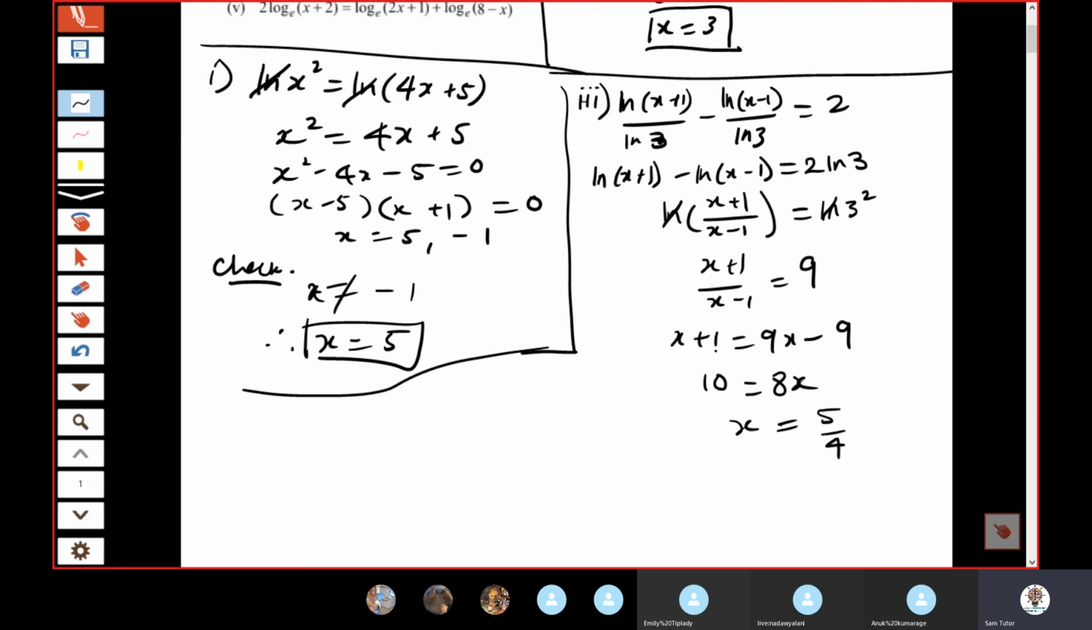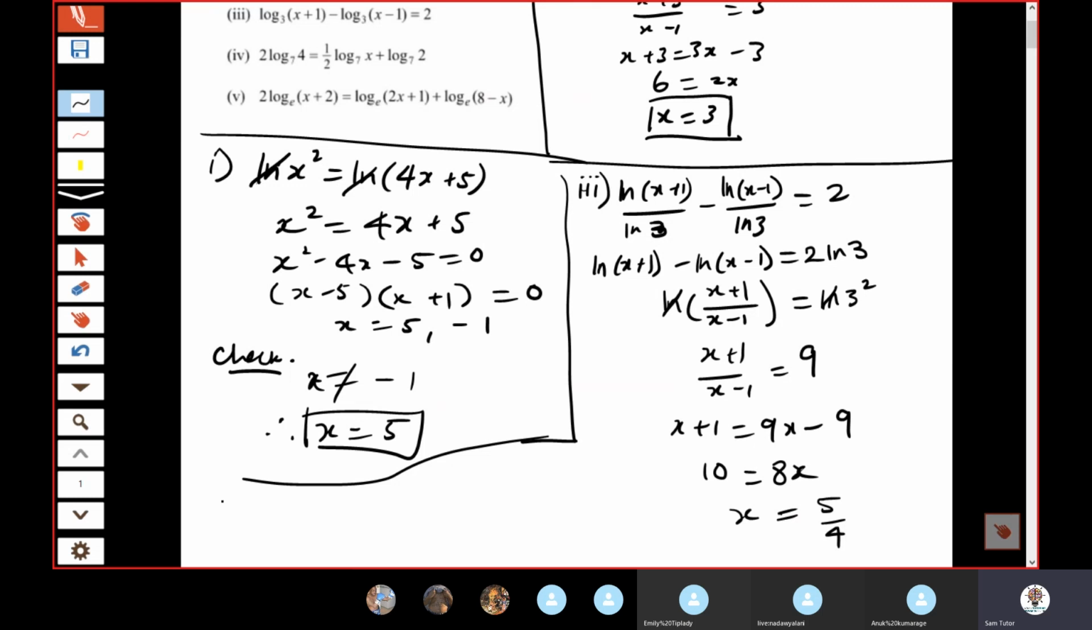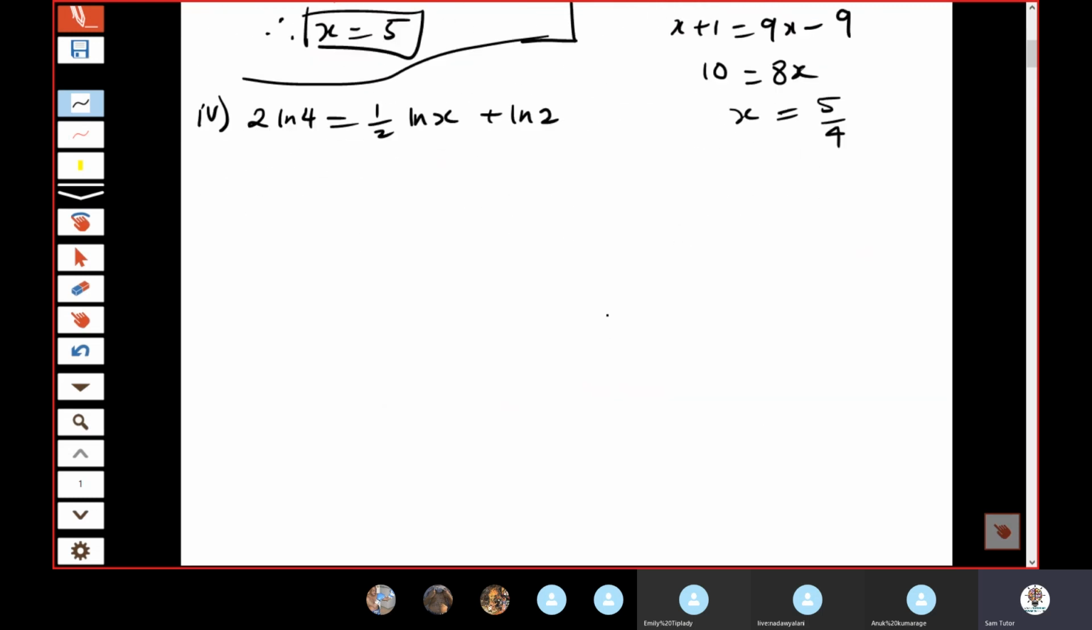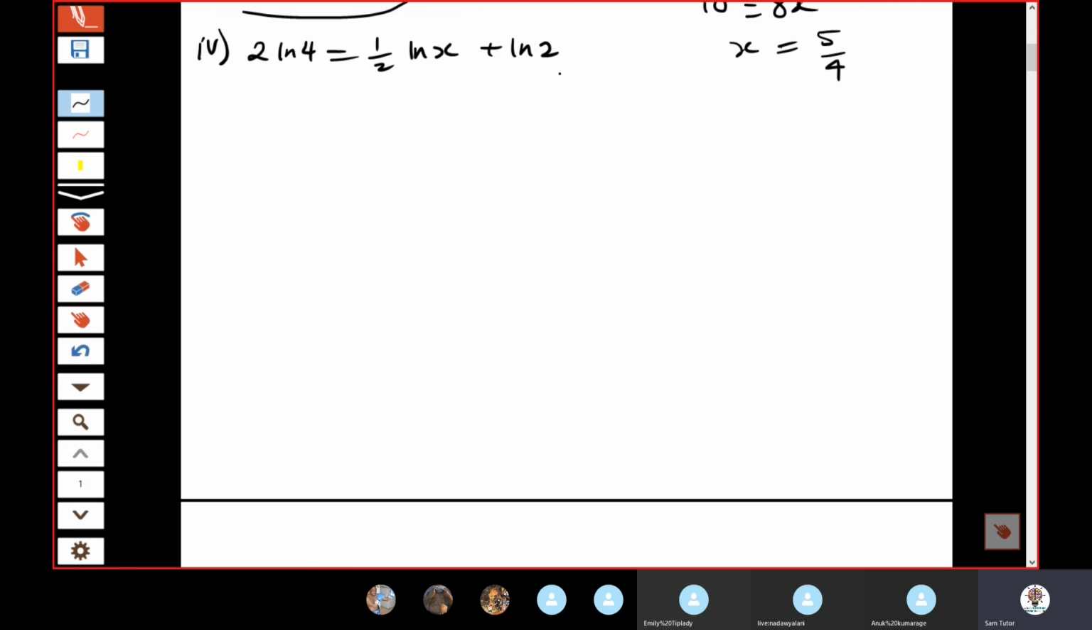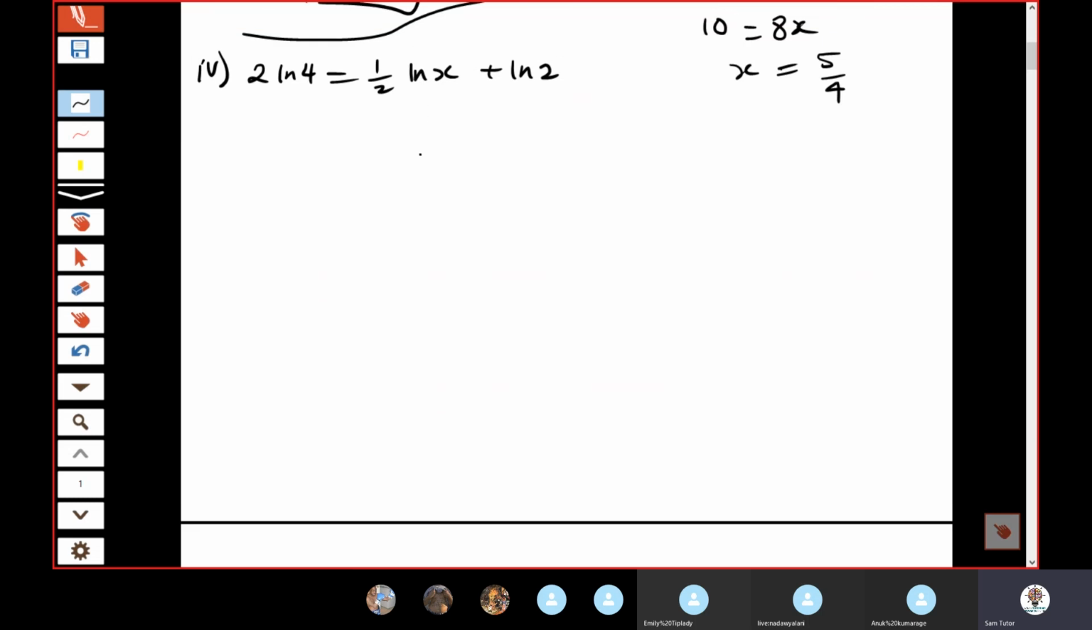All right, let's go to the next one. IV. The good news with IV is that it's all base 7, so you can pretty much write it the way I'm writing it for you now. There. So 2 log 4 equals half log x plus log 2. Try it again. I'll give you a few minutes to work on that. You don't like the numbers in front, and you don't like the plus.